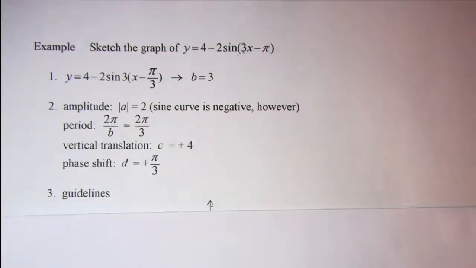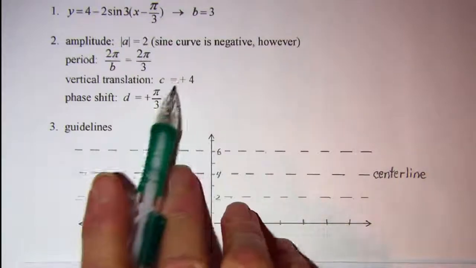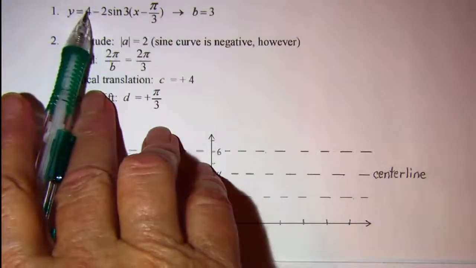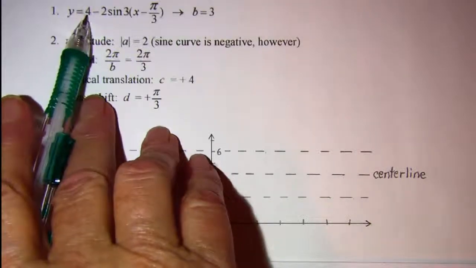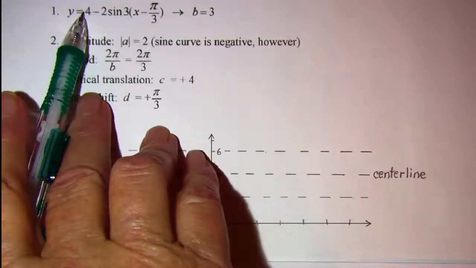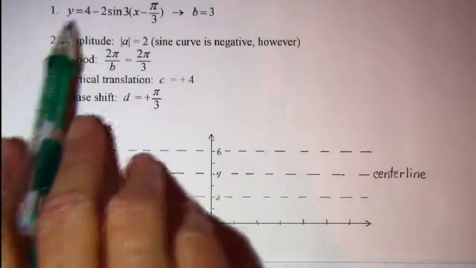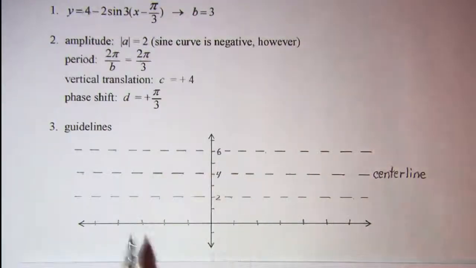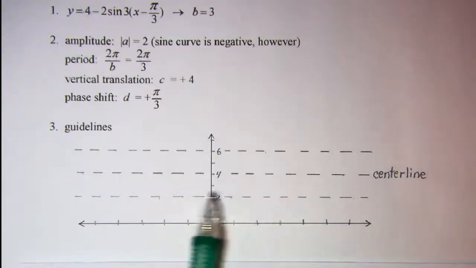Step 3, we want to draw our guidelines. Now we know that our center line is at 4, so whatever is added or subtracted out in front, and sometimes you'll see this number sitting by itself at the back of the equation, just remember that whenever that constant is there, that's where your center line is going to be. So we draw our center line in, and that's just a guideline, so we make it a dotted line.